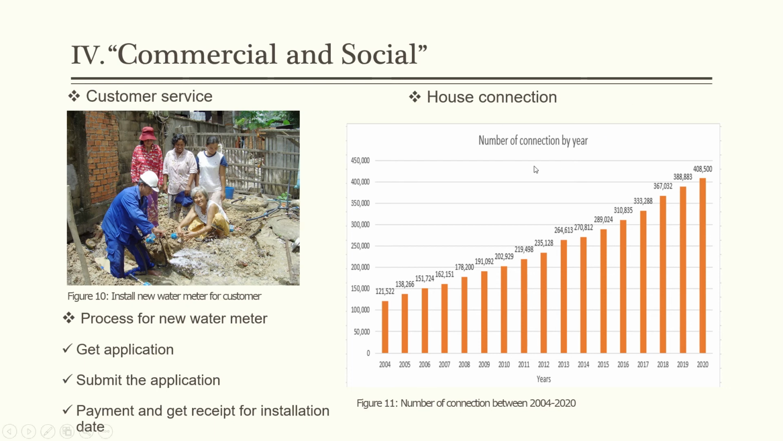And on the right-hand side is talking about house connections. Figure 11 shows the number of connections between 2004 and 2020. As you can see, in 2004 the total was around 121,000 connections. But with improvement year by year, recently in 2020 the total connections increased up to 408,000 connections in total.